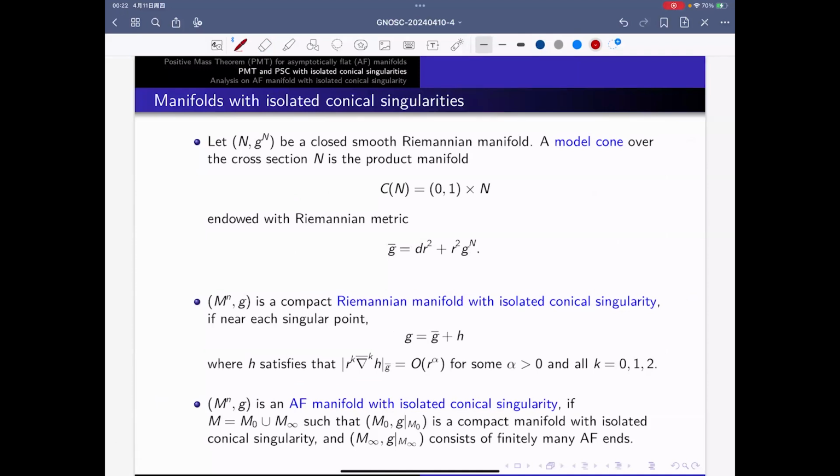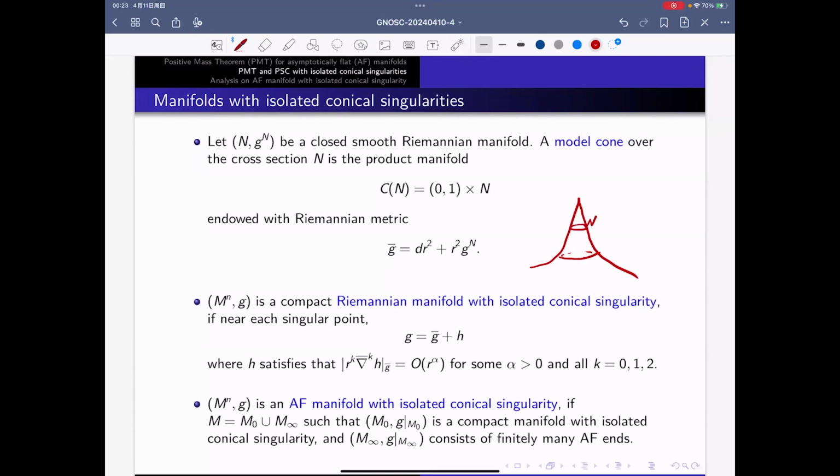Now we say an asymptotically flat manifold with isolated conic singularities means this manifold can be separated into two parts. One part M_0 is a compact manifold with isolated conic singularities, and M_infinity, the rest of that, consists of finitely many AF ends. So basically, it looks like this if we have just one singularity, but we can have multiple conic singularities.